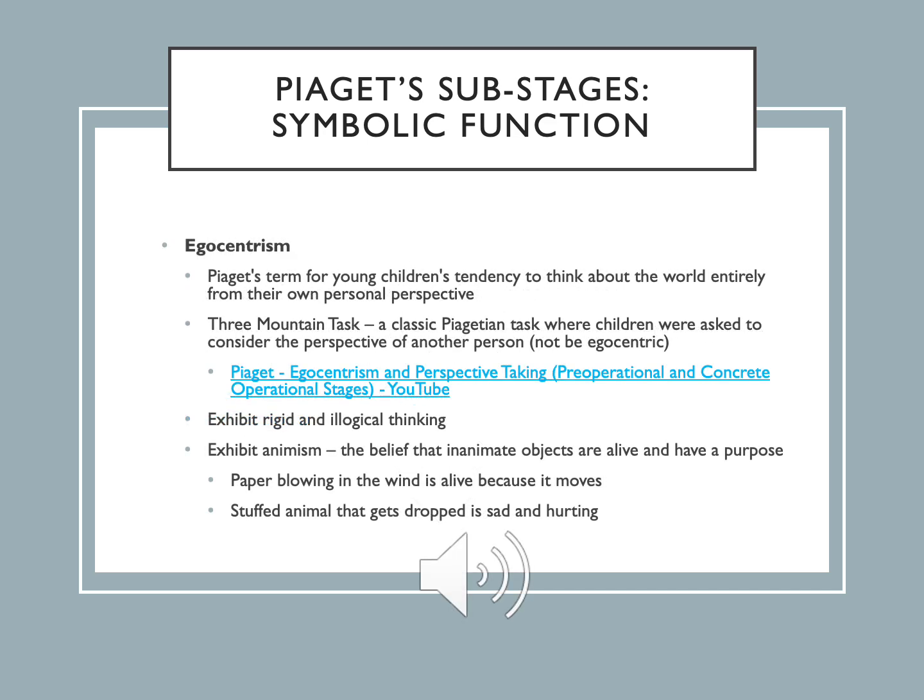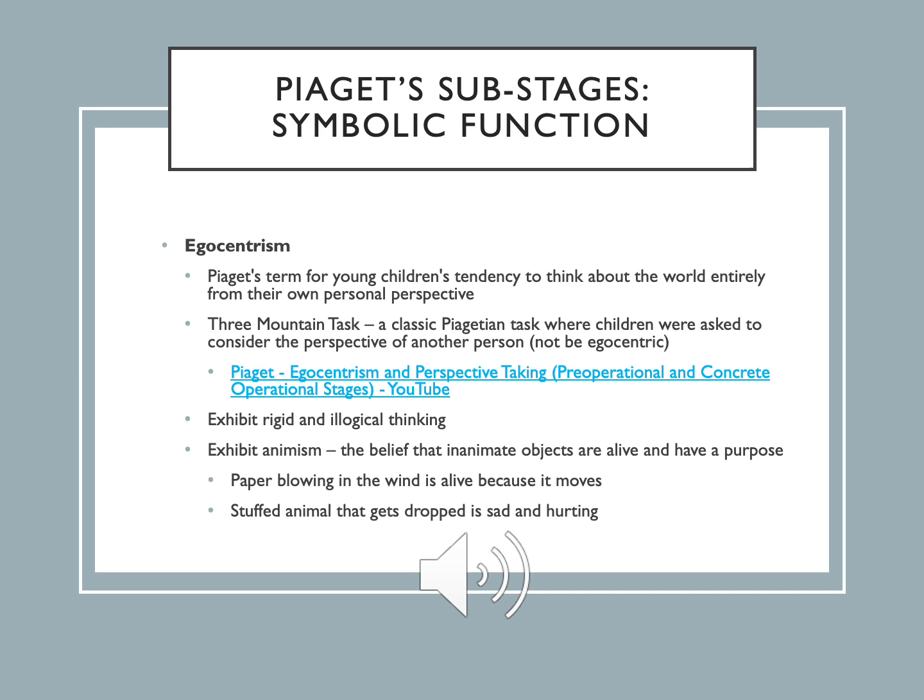Another aspect of symbolic function is egocentrism. So your text goes into this in a little more detail, and I've also included a video that talks about the 3 mountain tasks. So this is a great video to watch to go more into the aspect of egocentrism and perspective taking for our pre-operational age children, so around the ages again of 2 to 7 years old. And so basically when we're thinking of egocentrism, this is a term that is used to talk about children's tendency to think about the world entirely from their own perspective. So they are having difficulty in taking the perspectives of others.